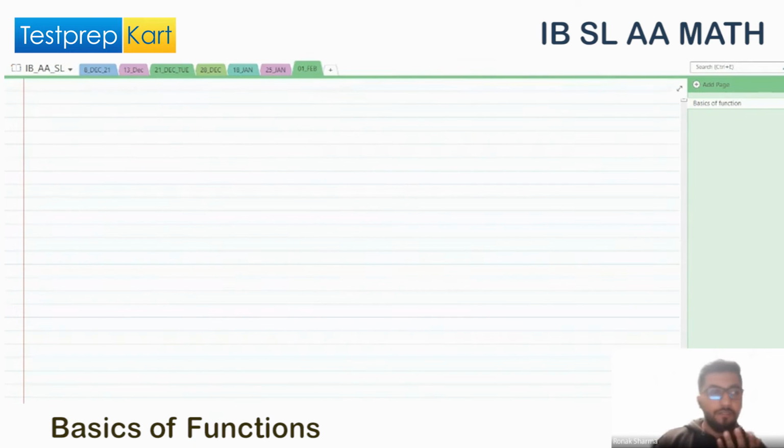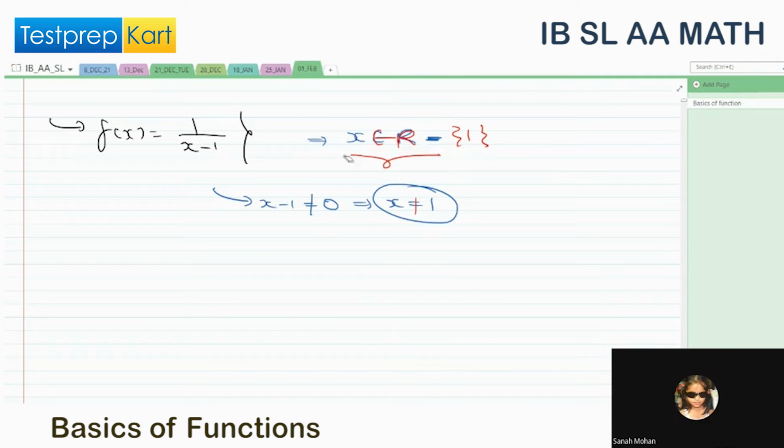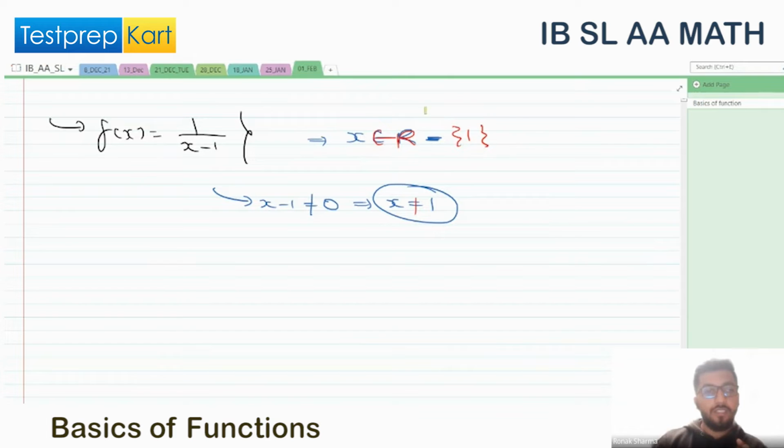But let us figure out some more functions where the task of finding the domain will be more complex. Let's say I give you f(x) = 1/(x minus 1). So I can see that I can put any value of x here, except what? Except when x minus 1 becomes 0. That means x becomes 1. So x minus 1 should not be 0, that means x should not be 1. So my x can belong to all real values except 1. Got it? So that's how we write the domain. This is the domain.